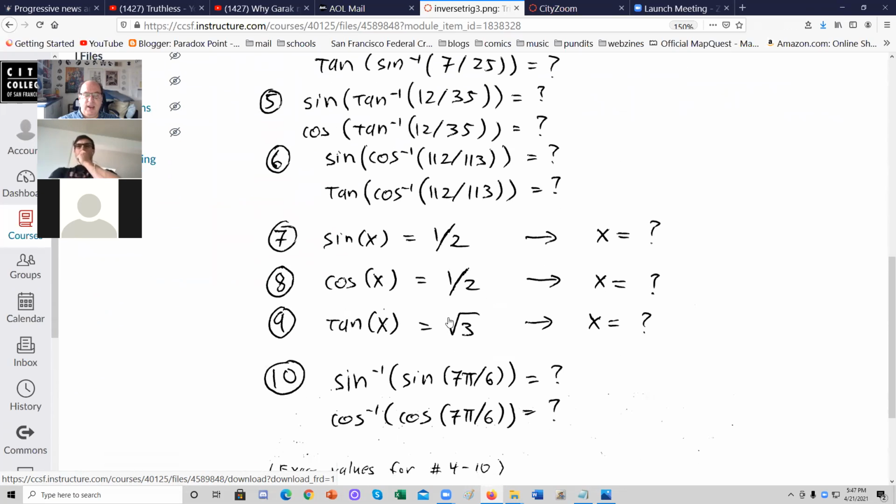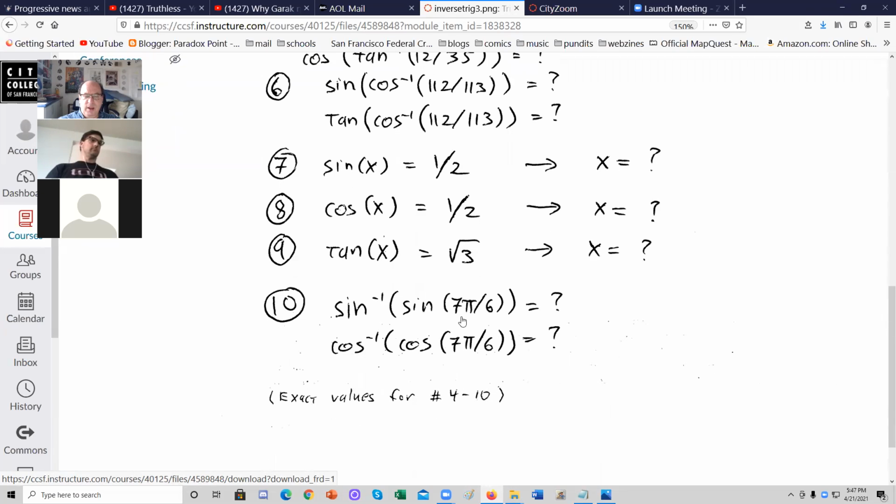For 7, 8, and 9, I want arc sines or arc whatever of a half and so on. And so I want the exact values either in radians or degrees. And also there'll be plus or minus 2 pi n or plus or minus pi n in all these. This one, ditto, I want exact values.